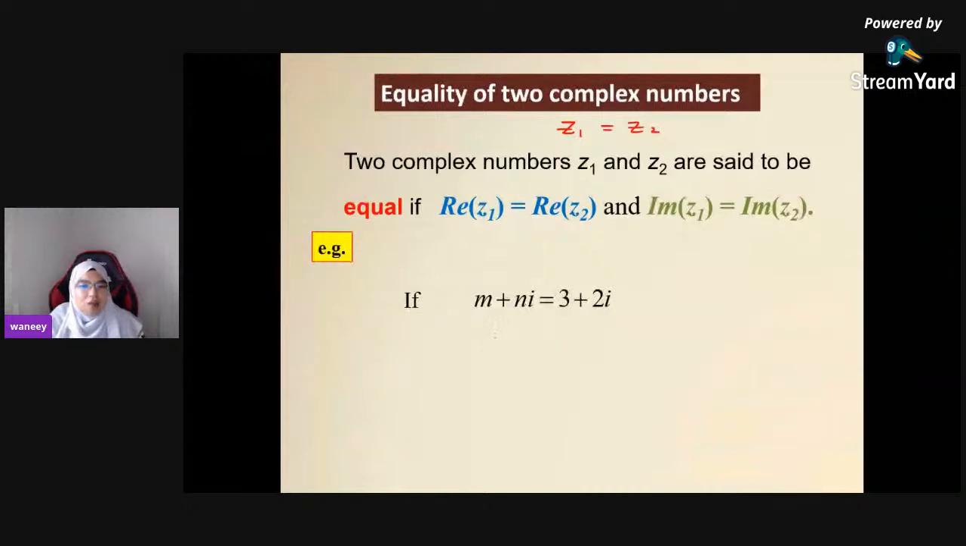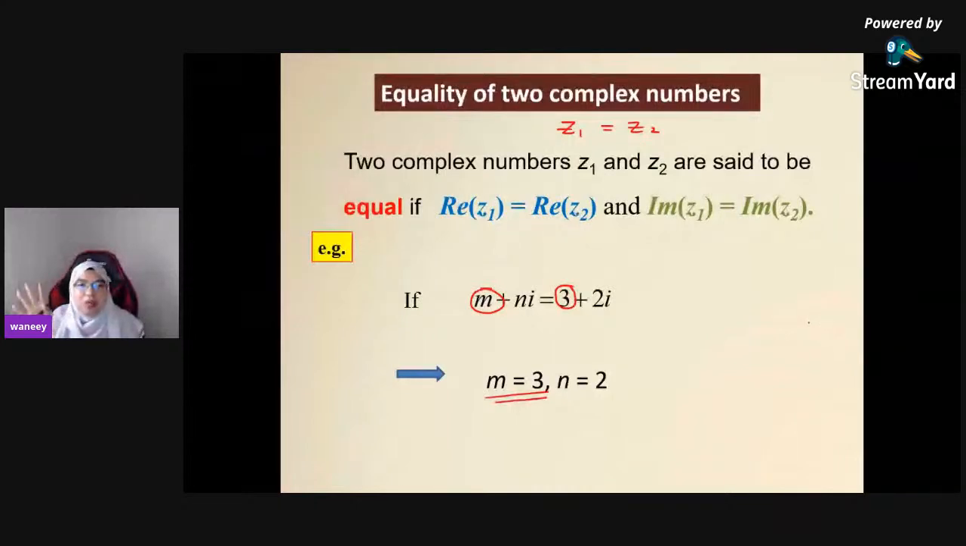Okay, so now let us compare them. What do we see? This is the real part, similar to here, real for Z1. On the right hand side, this is the real part. So that is why we can say that m must be equal to 3. ni is equal to 2i, so n must be equal to 2.